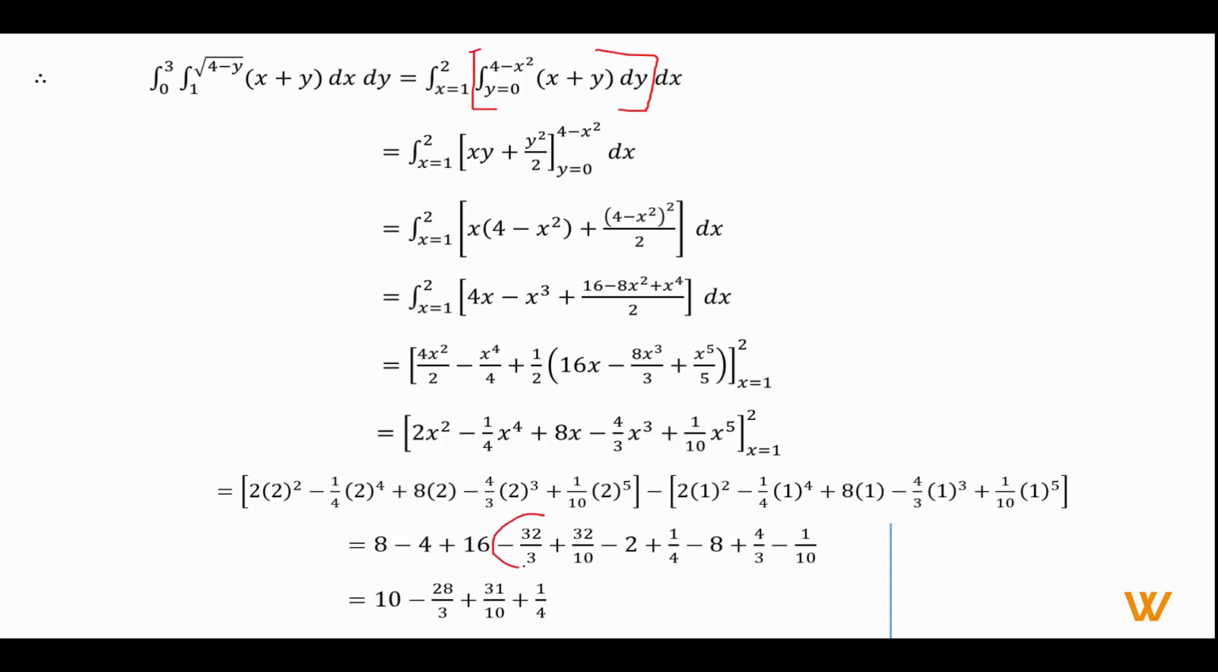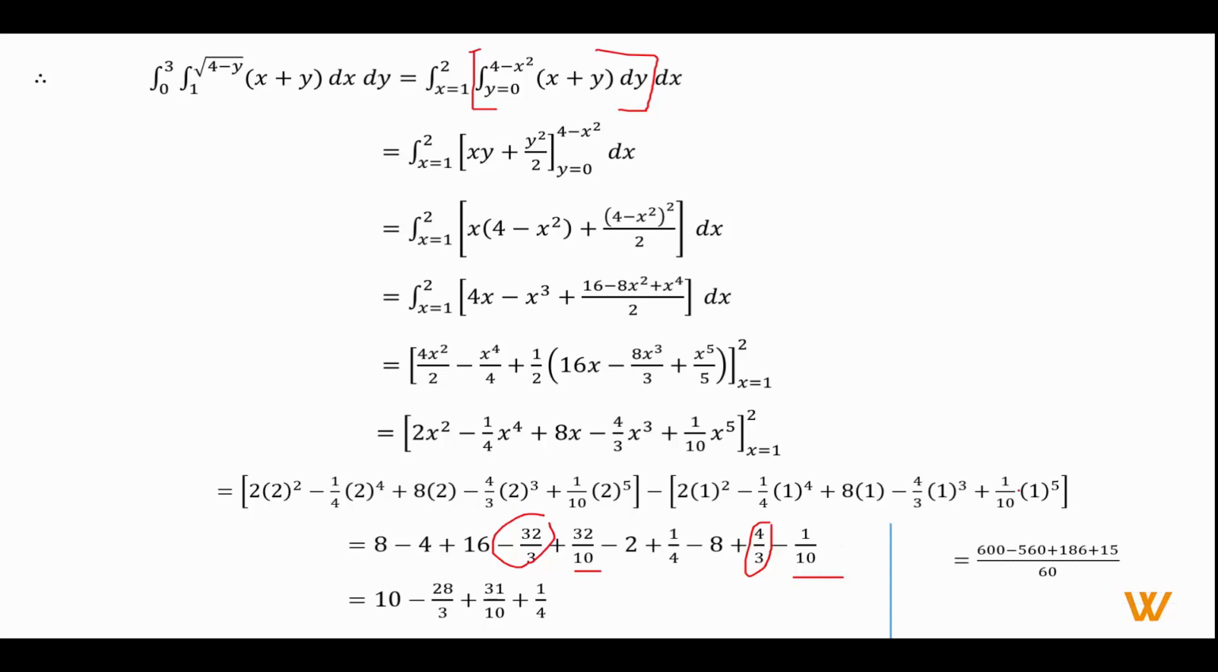This term is minus 32 by 3 and this term is plus 4 by 3. Minus 32 plus 4 is minus 28 by 3. Then the terms of 32 by 10 minus 1 upon 10, plus 32 by 10 minus 1 upon 10. 32 minus 1 is 31 by 10, and plus 1 by 4 plus 1 by 4.